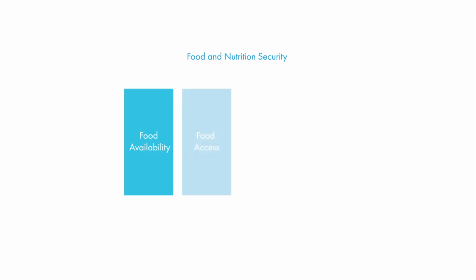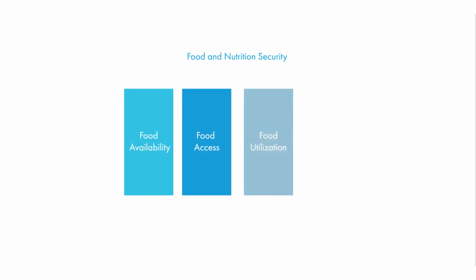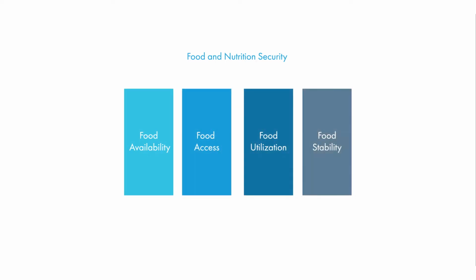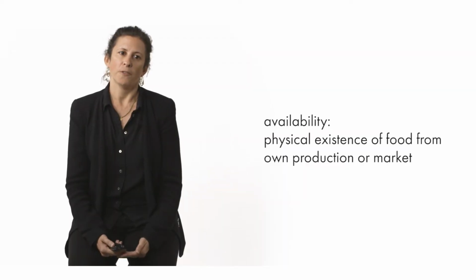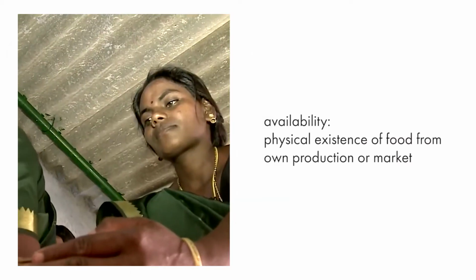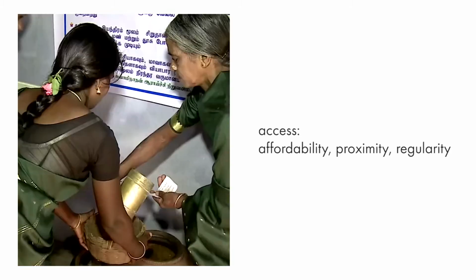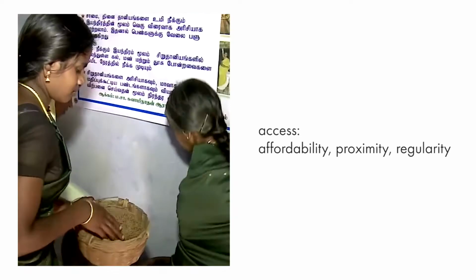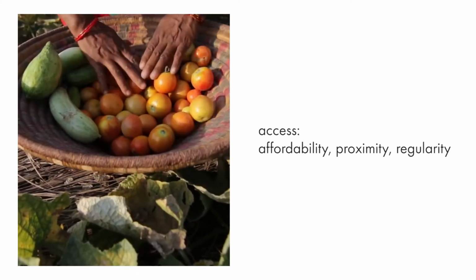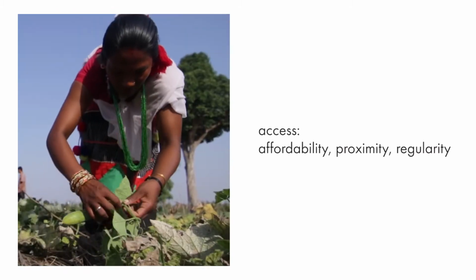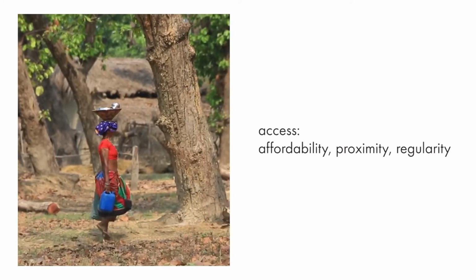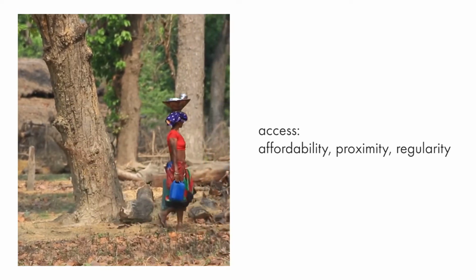So when we look at food security, there are really 4 pillars: food availability, food access, food utilization, and food stability. And let's break those down. So availability is meant by the physical access of food, either from one's own production or what's available in the market. Access is, can the household or the individual afford the food? Is it geographically close to them? Do they have the sufficient resources to be able to access that food on a regular basis?